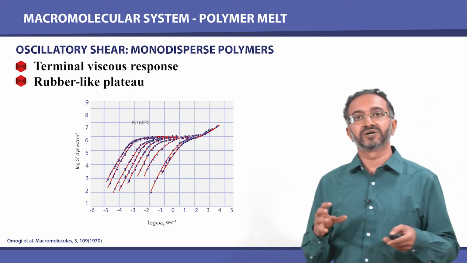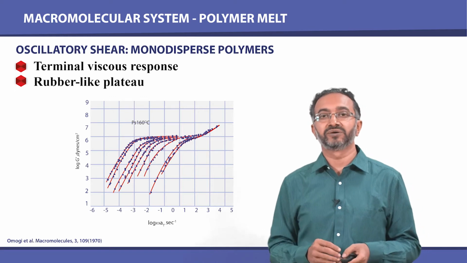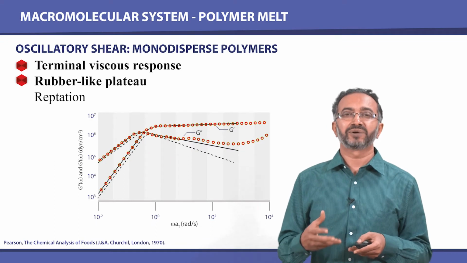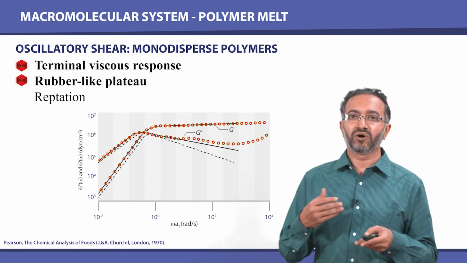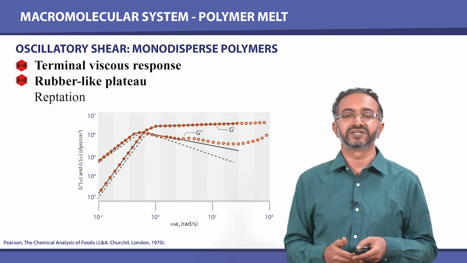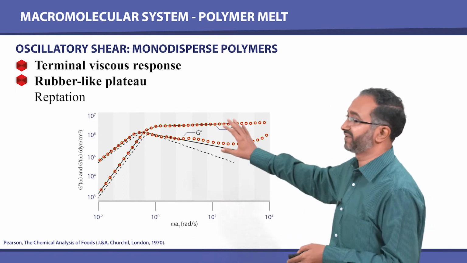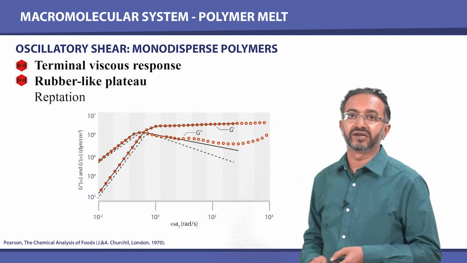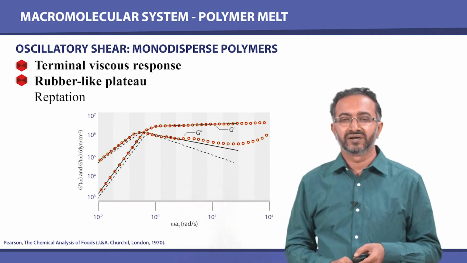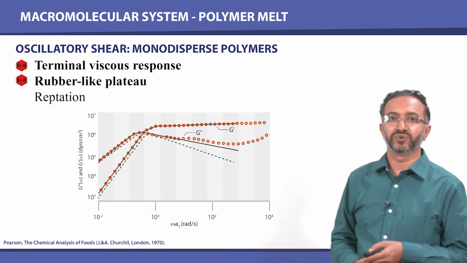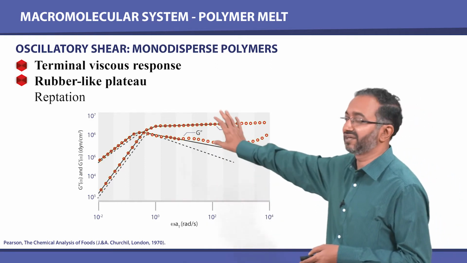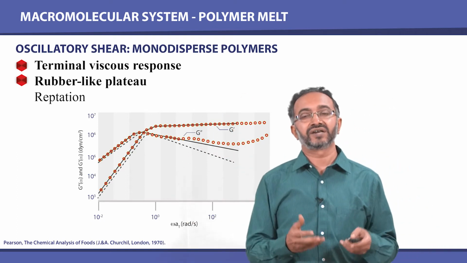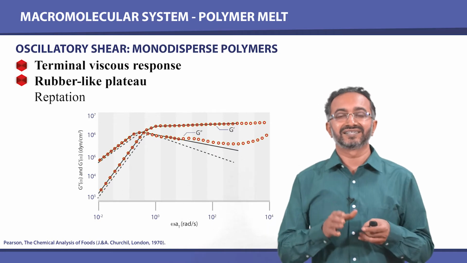Similarly, the polymer melts with monodisperse polymers were also very useful in quantifying the overall dependence of G prime and G double prime on molecular weight and on frequency. For example, this set of data here shows terminal response and then overall G prime G double prime variation in case of the rubber like plateau. What we can see is that the predictions based on reptation theory are in fairly good agreement. Of course, we can see that there is a limited agreement.